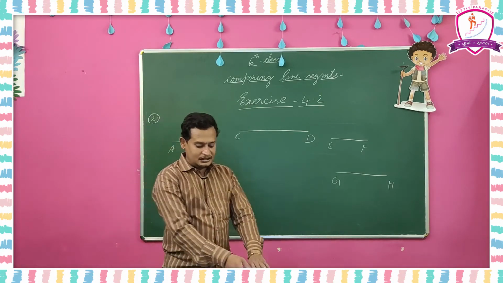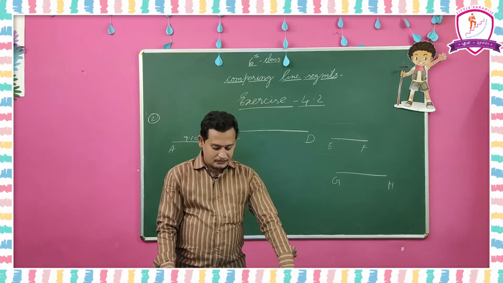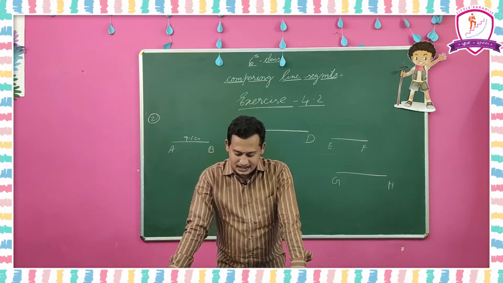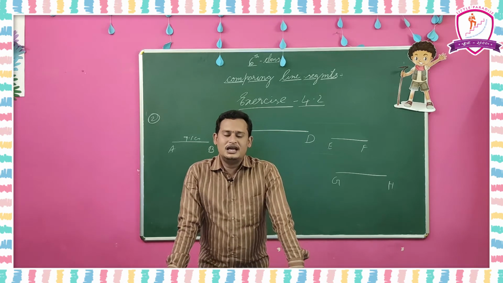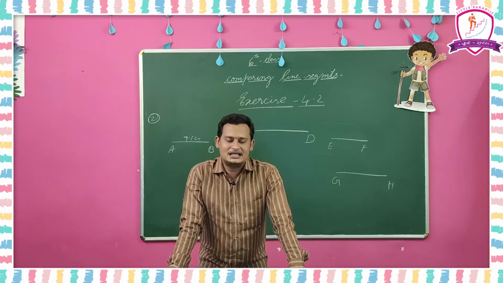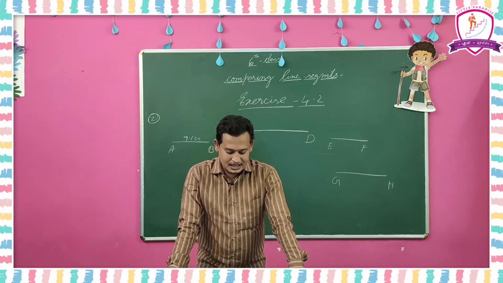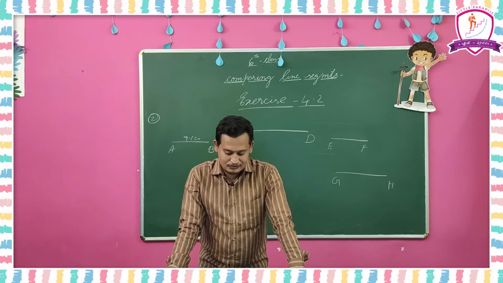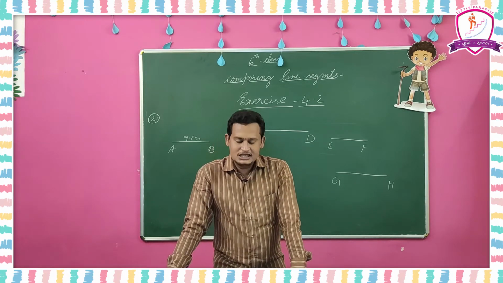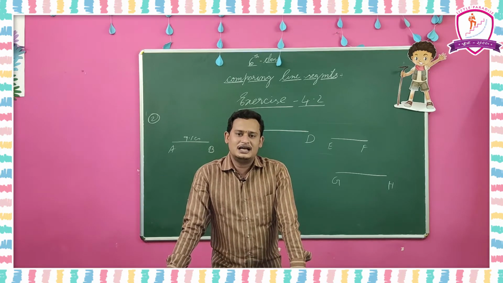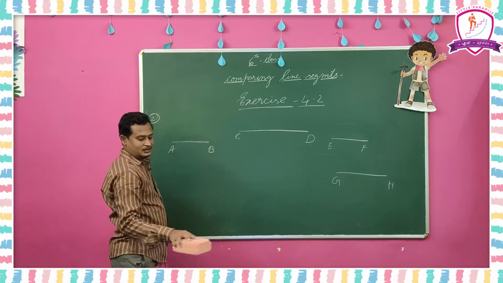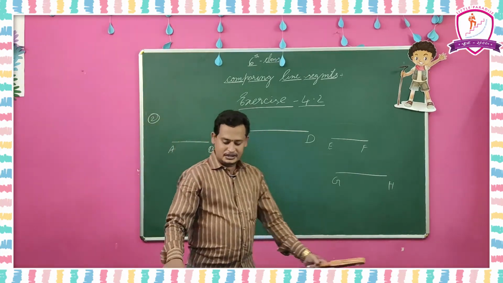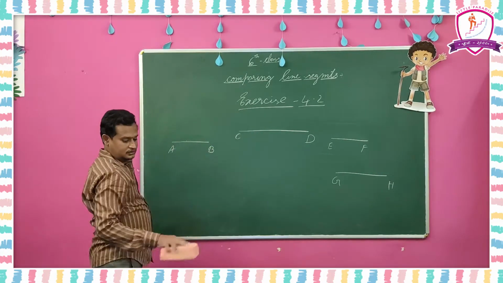Understood? Now coming to the third one. Without measuring their lengths, identify the longest line segment. So here we have to find which is the longest line segment in the given line segments. Here also 4 line segments are given. In these 4 line segments, what is the greatest one? I am going to take these 4 line segments again. So this is the third one.